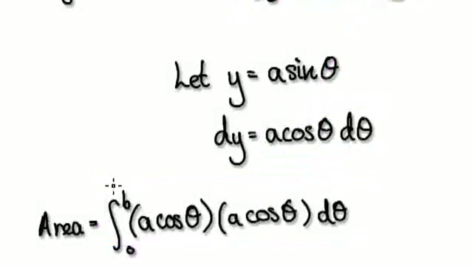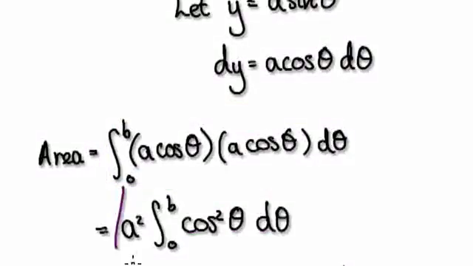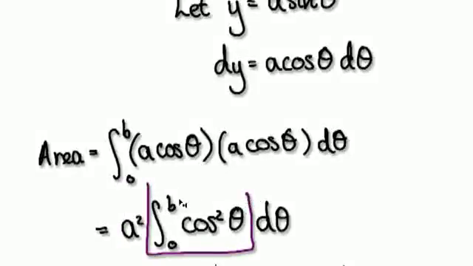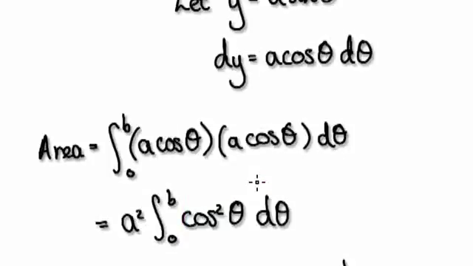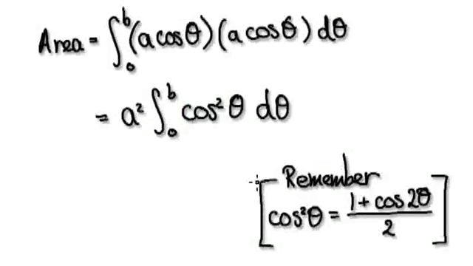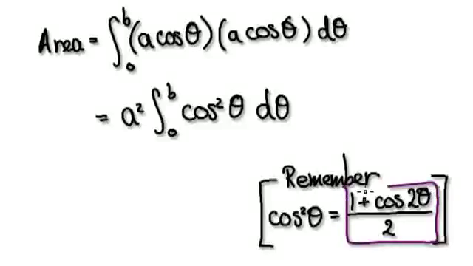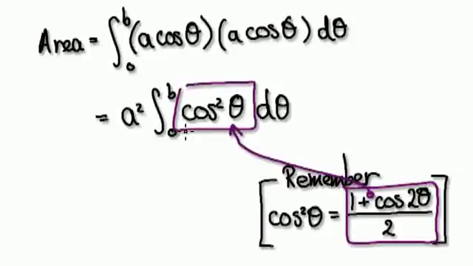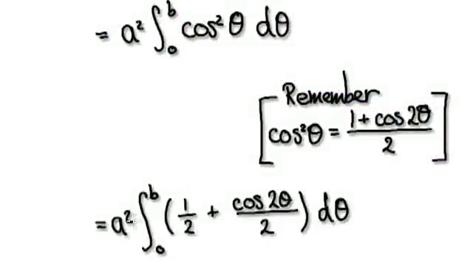Okay, so now tidy this up. This will then become this. Now it's just a matter of integrating this. We know how to integrate cos squared of theta. We've done this in the past. Remember, cos squared of theta equals this block here, and we've seen this whole thing in the past. So we can put this into this block here, so this whole thing here becomes this.